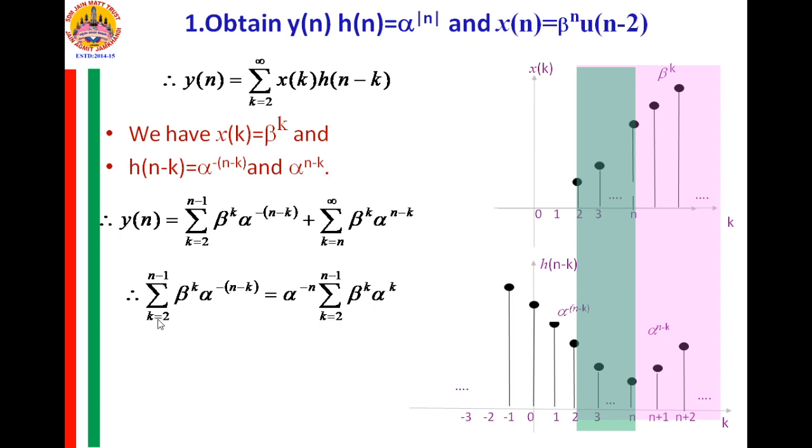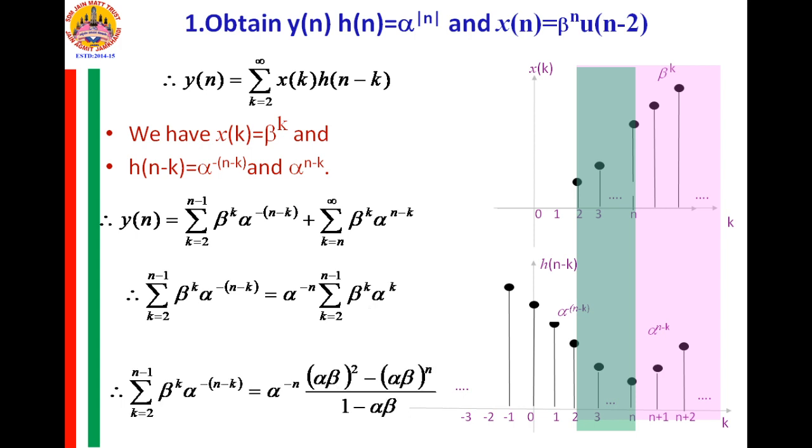The closed form expression for summation k from 2 to n minus 1 beta raised to k alpha raised to minus n minus k: we shall take outside alpha raised to minus n from it. So the remaining is summation k from 2 to n minus 1 beta raised to k alpha raised to k, so beta alpha raised to k you get. That closed form expression you can write as alpha raised to minus n, alpha beta square minus alpha beta raised to n, upon 1 minus alpha beta.